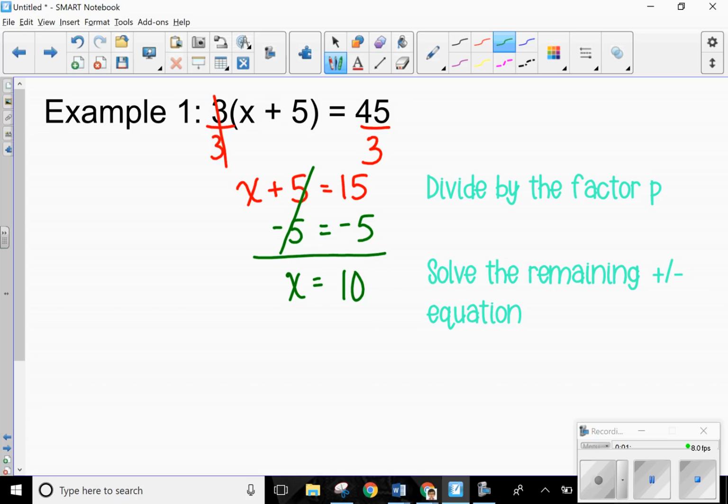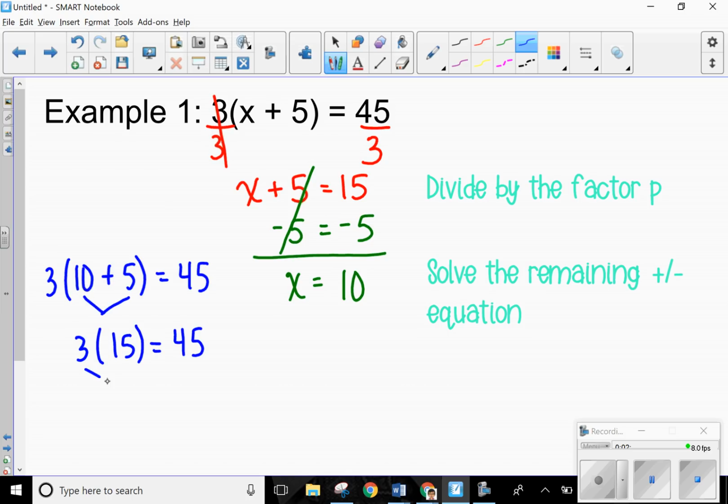So before I decide if this is my solution, I want to check my work. I'm going to start with the original equation, and where there was an x, I'm going to put a 10. Now my job is to make sure the left side will equal the right side. Order of operations tells us to do the parentheses first. So 10 plus 5 is 15. And then we're going to do the 3 times the 15. That is 45. And since our left side equals our right side, the solution of 10 is correct.